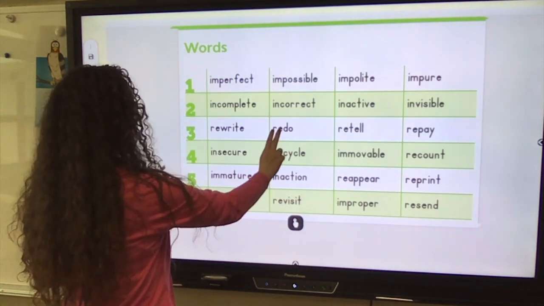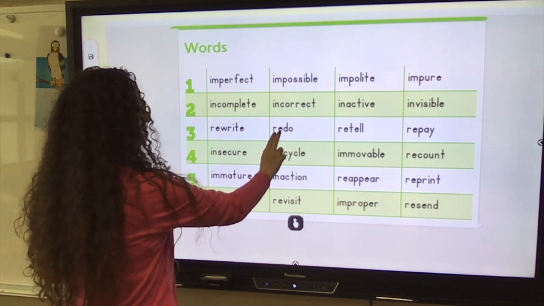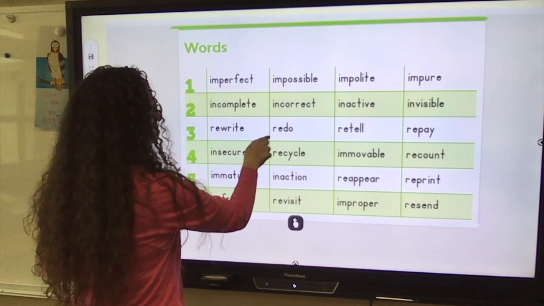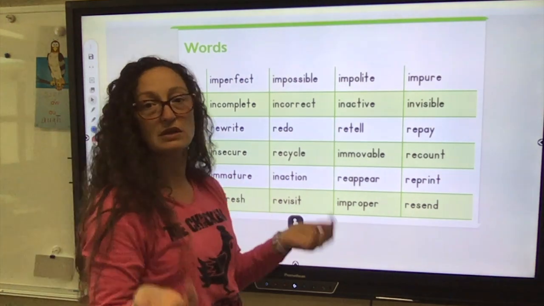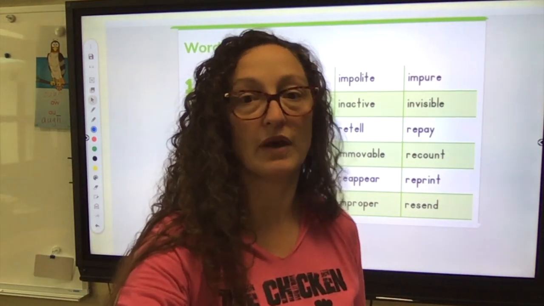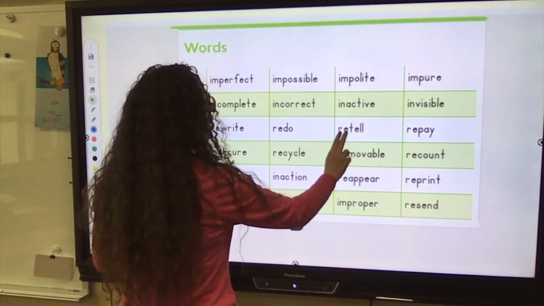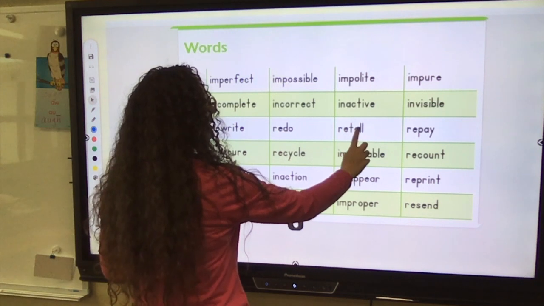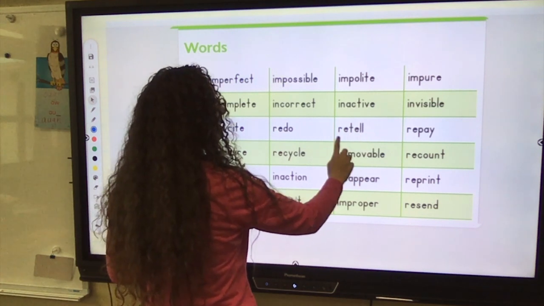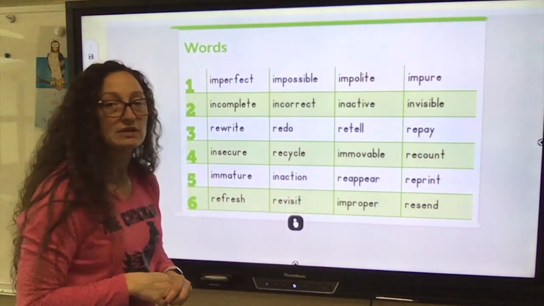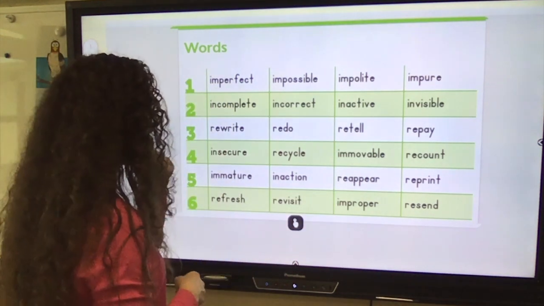And let's do this one. We'll do it by syllable. So redo. I'm going to redo a lesson that I goofed up or something silly like that. And then this one over here. Retell. I'm going to retell a story. I'm going to tell it again.